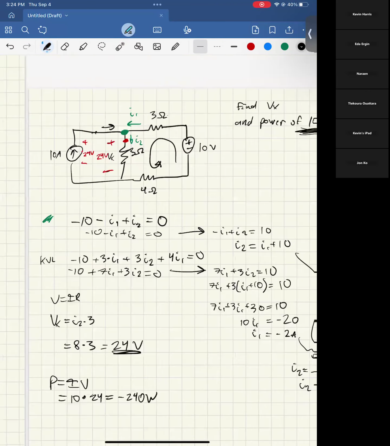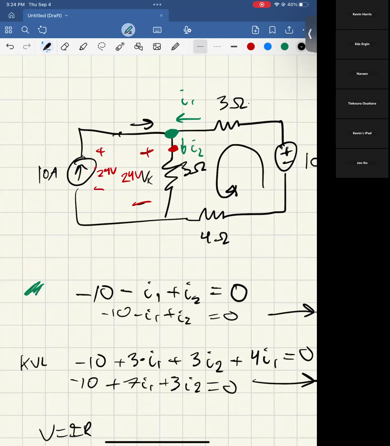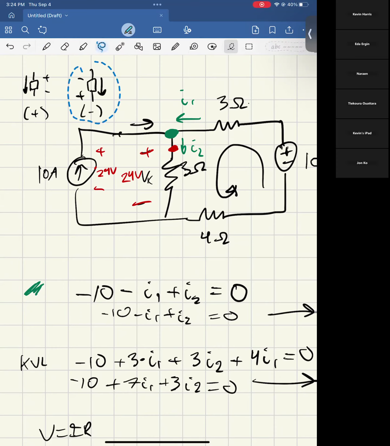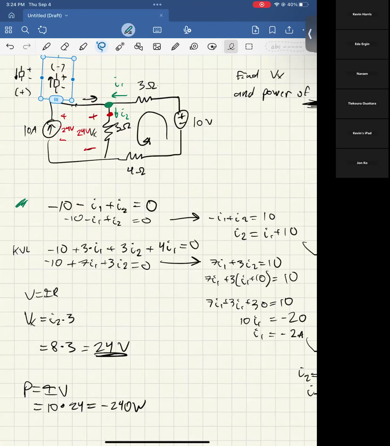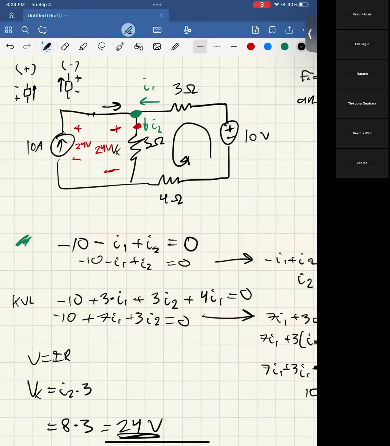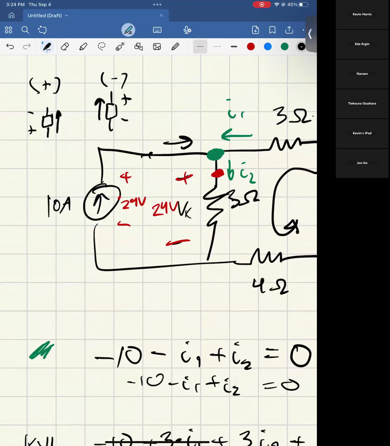Our sign convention for power is that if we have a voltage drop in the direction of current, this will be positive. And if we have a voltage rise in the direction of current, then this will be negative. Let me flip these over. That's more applicable to the situation we're in. So this is how we define our positive and negative for any component.